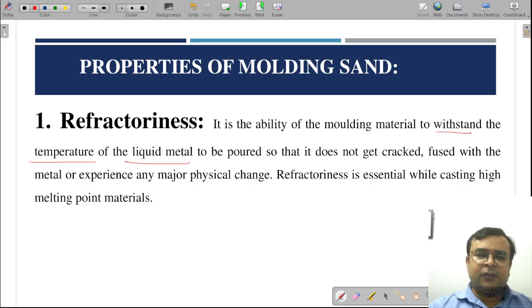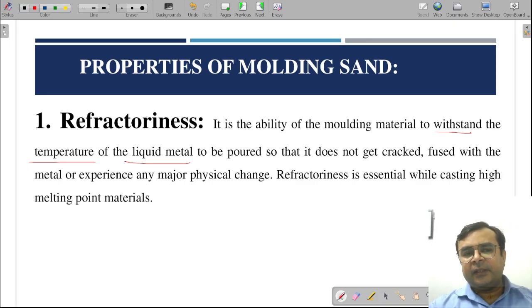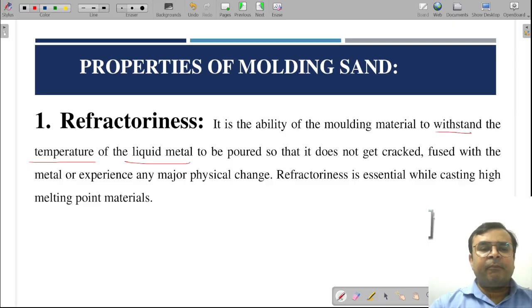Otherwise, if the refractoriness of the molding sand is less, and you pour the molten metal, then the sand particles themselves may fuse and mix with the metal and produce some other structure, which produces a poor surface finish and even produces difficulty in machining.